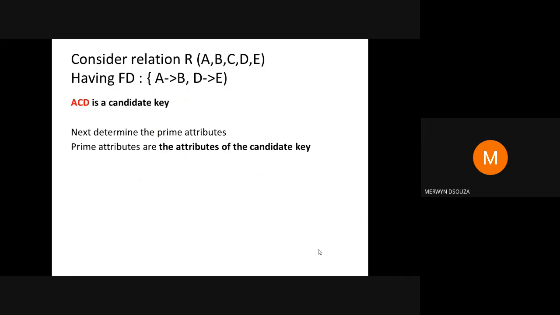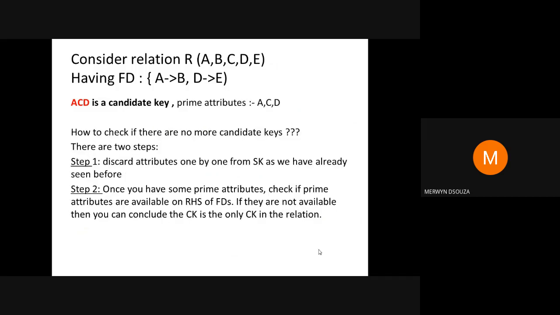After finding one candidate key, are there any more candidate keys? That is the question. To determine that, first find out the prime attributes. Prime attributes are nothing but attributes of the candidate key. Here we have found ACD is the candidate key, so the prime attributes are A, C, and D. Once you have found the prime attributes, you can try to find out if there are any more candidate keys present for the relation R.